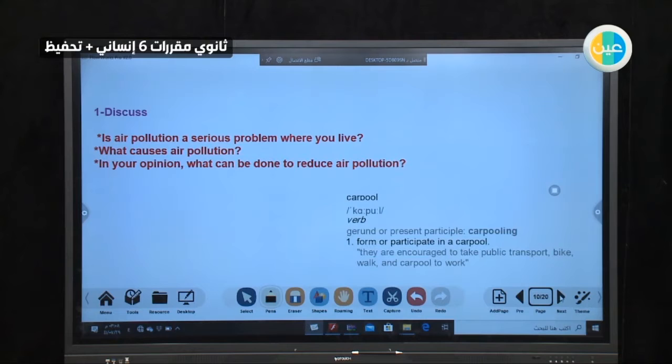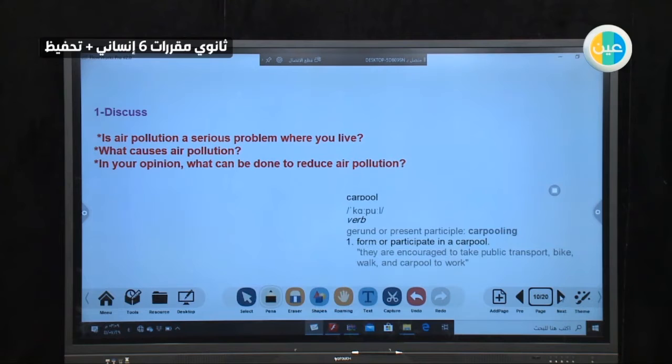Look at the first part, writing an essay. Writing an essay, article. Discuss. First question: is air pollution a serious problem where you live? Actually, for me, it is. I live in a big city, and air pollution, particularly in the city center or the downtown, is a serious problem for us.